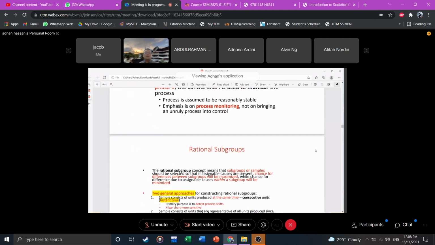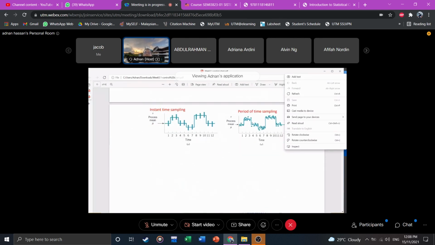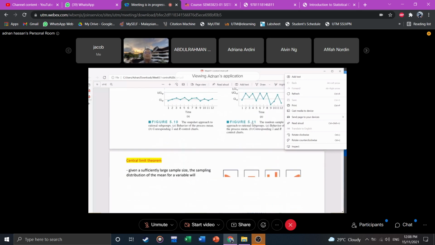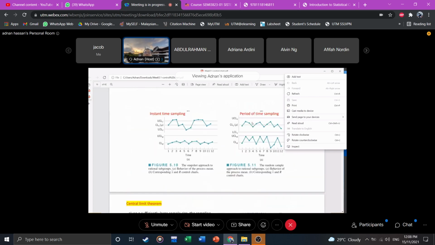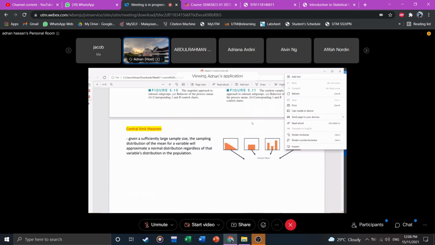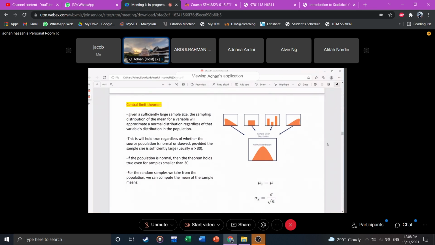Okay, this is what we discussed last class. Before we discuss an example, let me explain about central limit theorem first. This is a very important concept also. Have you heard about central limit theorem? Hello, what is central limit theorem?